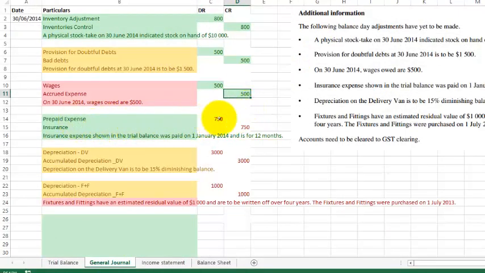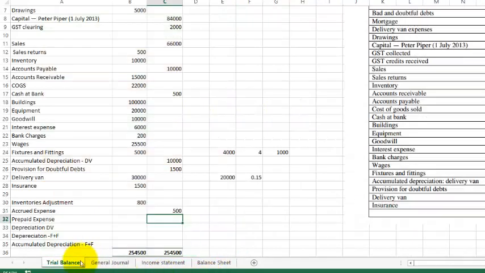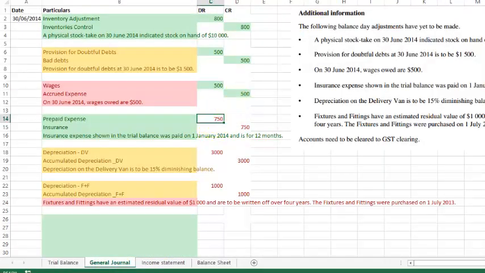Prepaid expense is another account which is new, so I have to type it down there, put it on the debit side for $750. The credit entry relates to insurance. Remember, that's a credit and a debit, therefore we have to reduce this debit amount. You can see that it's still balancing. There we are.